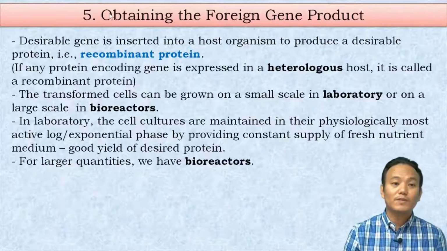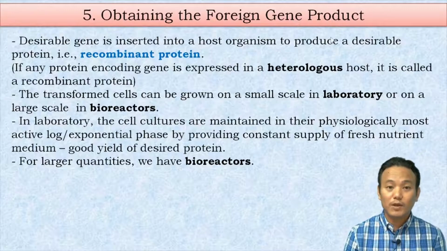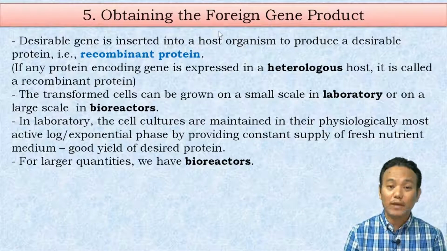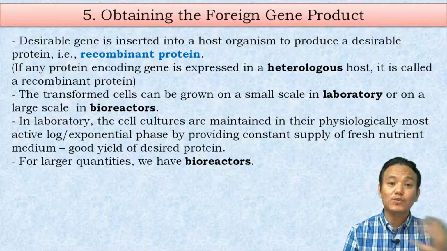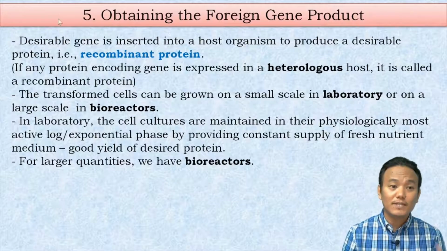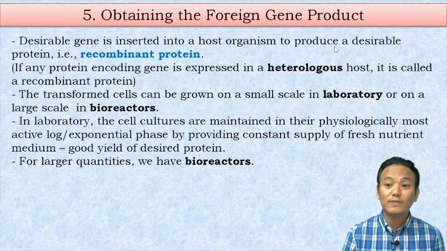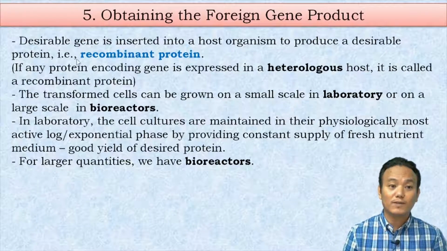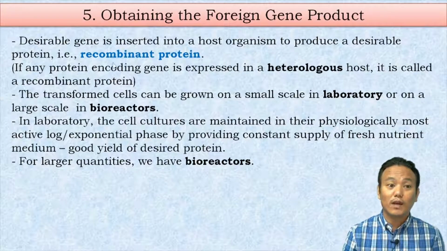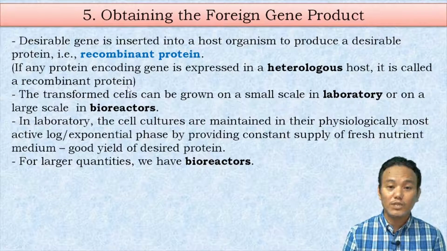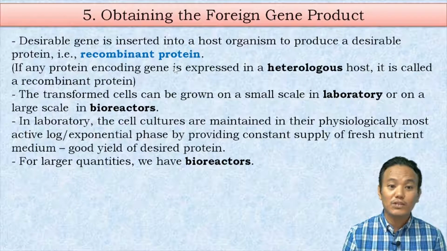The fifth process is obtaining the foreign gene product. Now remember, the main goal of recombinant DNA technology or biotechnology is to get a product that is useful for human beings. Right, a desirable gene is inserted into a host organism so that the host organism can produce a desirable protein for us, a recombinant protein for us. Right, if any protein encoding gene is expressed in a heterologous host, it is called a recombinant protein. By heterologous host, we mean a host organism to which the gene does not belong.